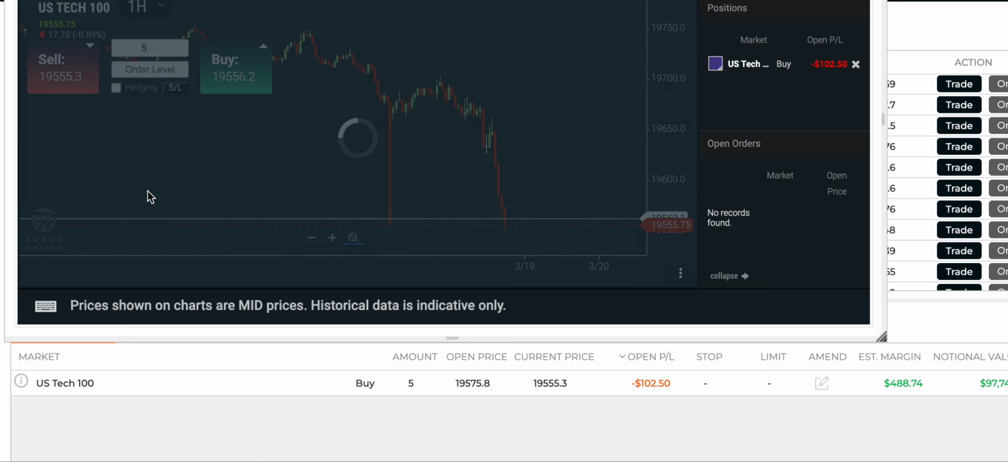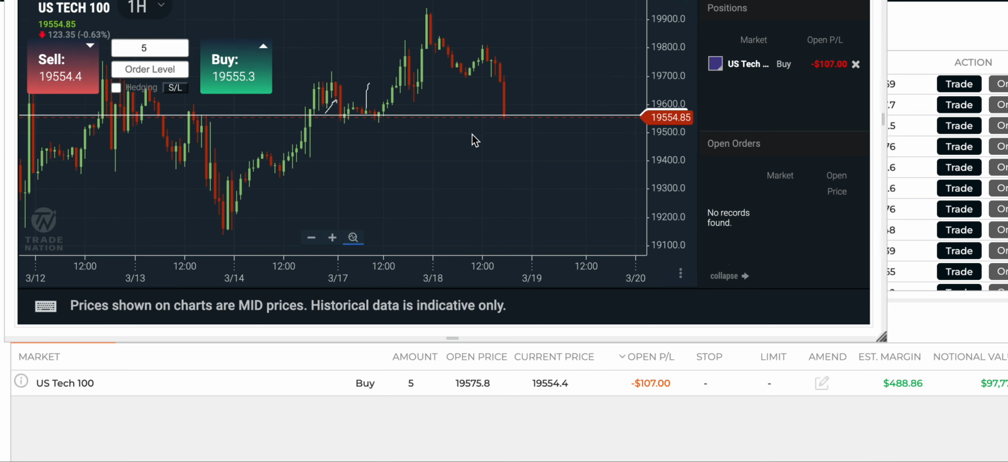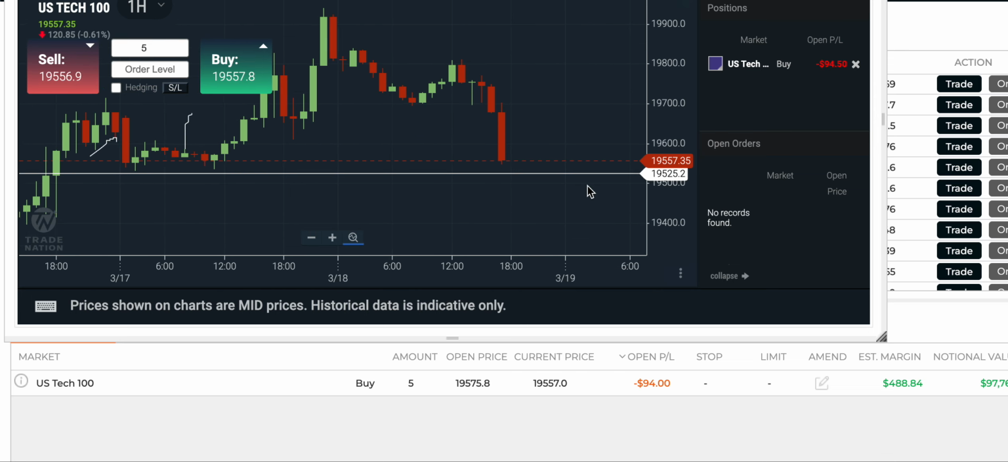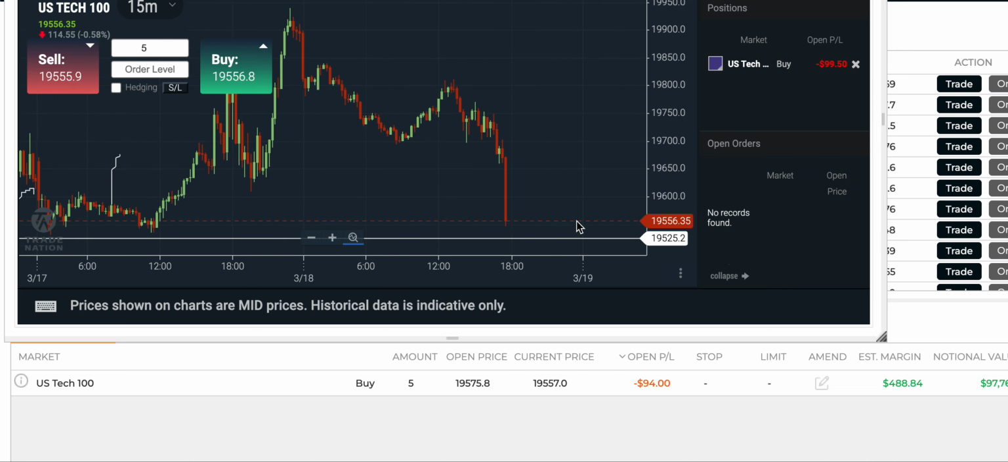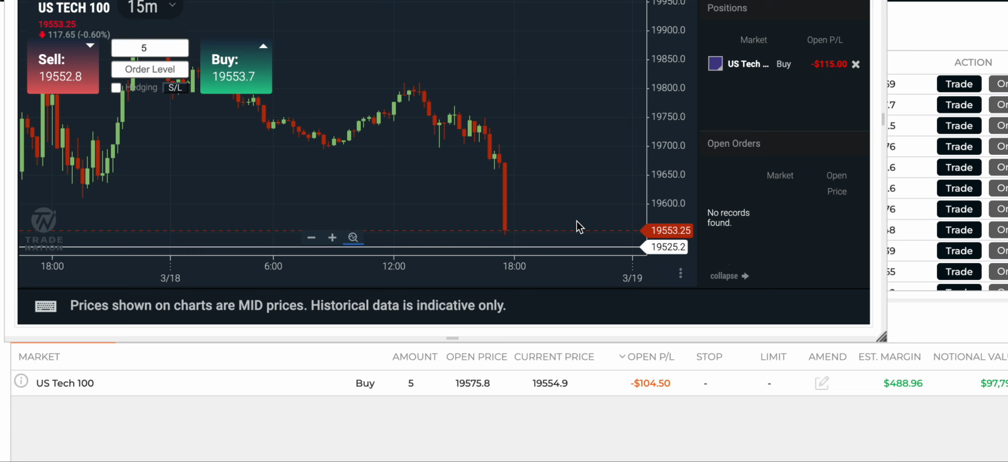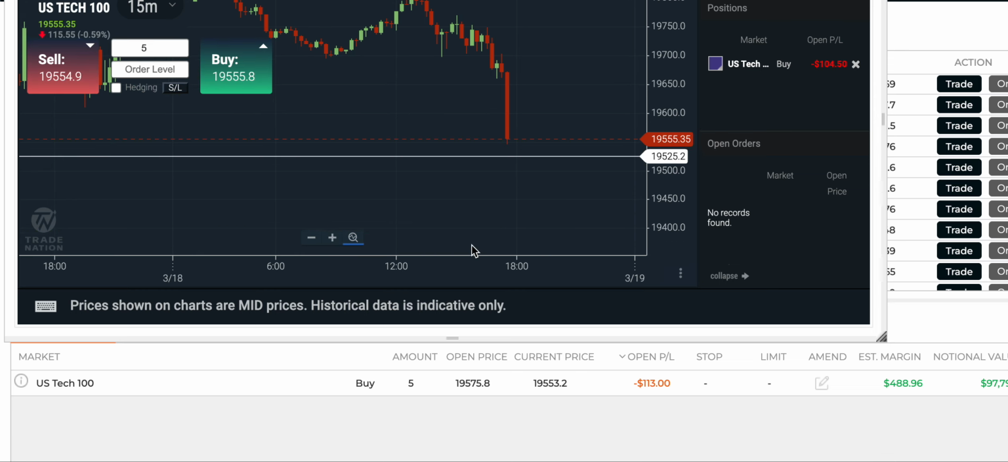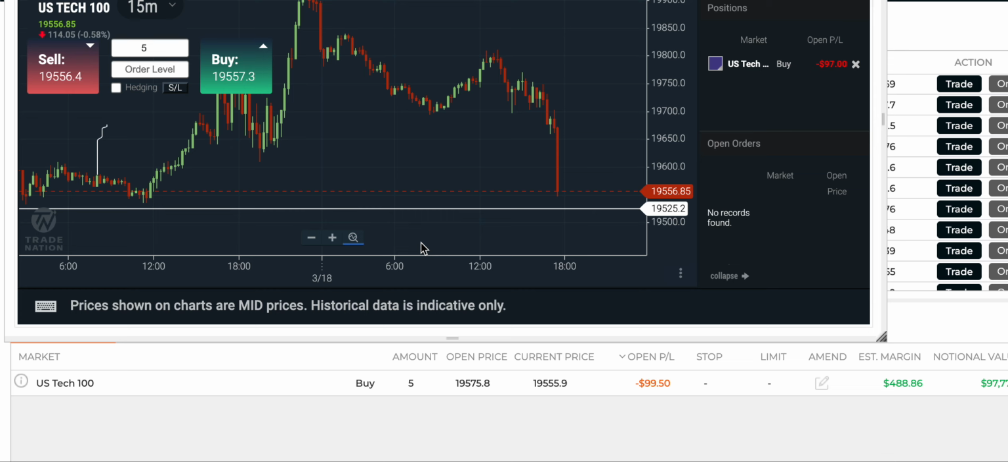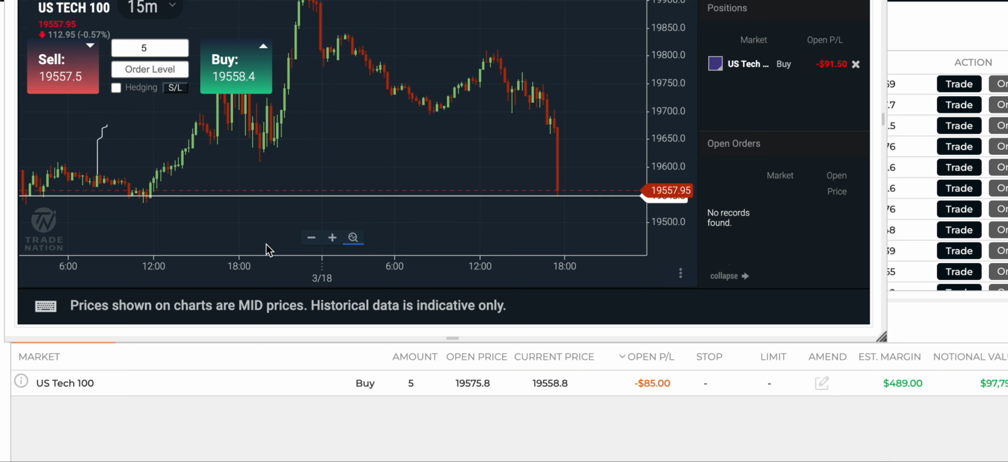I just want to go to a bigger 1 hourly here. So there's 1 hour. Yeah, it seems like it wants to go to 19,525, but do we get a kickback first, a push to the upside before we get to that level? That's something you'll see with scalping: the market doesn't just go straight to your support level. Usually you will have to bounce somewhere, and I think it's going to bounce from here.